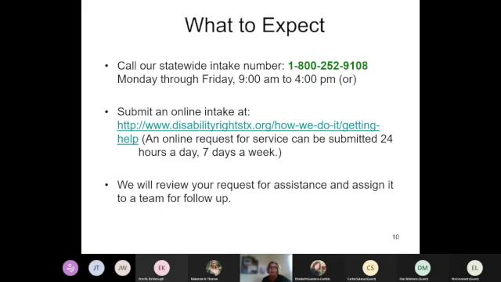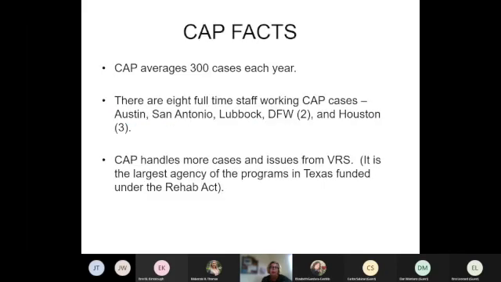So it does get a little confusing if we're working amongst several teams, but we do try to communicate with one another. And certainly I refer to other teams as well, just to make sure people are getting the right advocacy services. Our team, we average about 300 cases a year. And again, we are statewide.